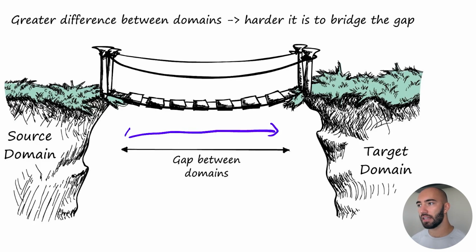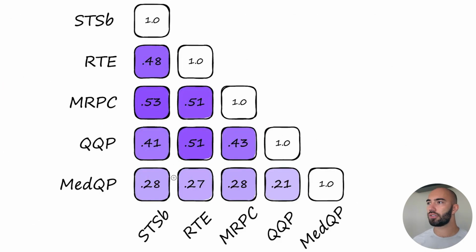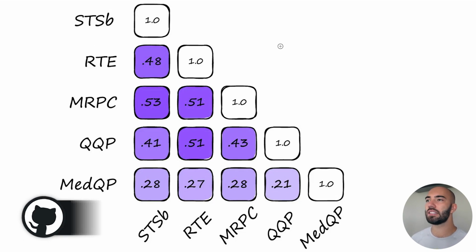And if this gap is bigger, we obviously need a bigger, stronger bridge. And we can think of that bridge as our model. We need a bigger, stronger model to bridge these longer or greater gaps between the two domains. So in this video, we're going to be going through one example, but I have tested these 5 different data sets. So what we can see here is the n-gram similarity.